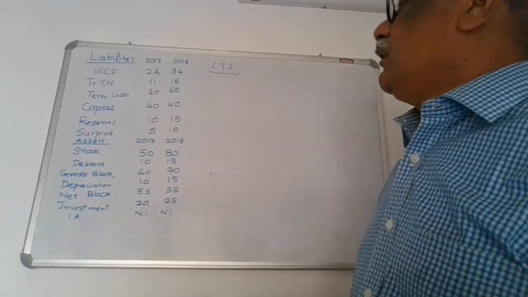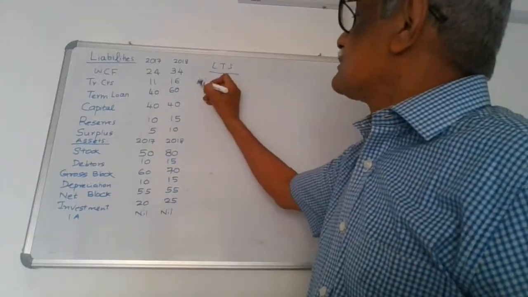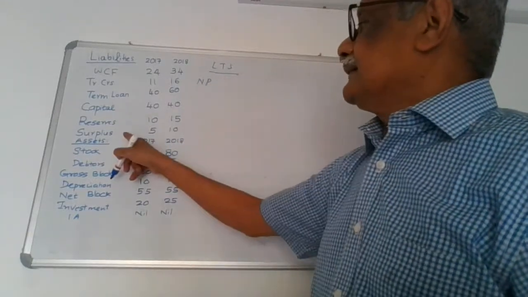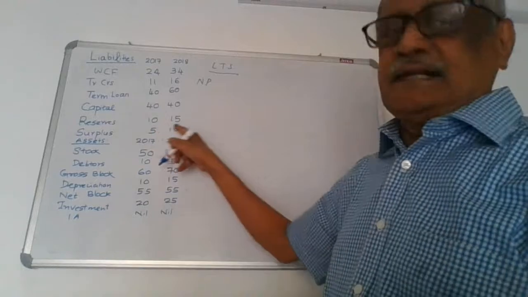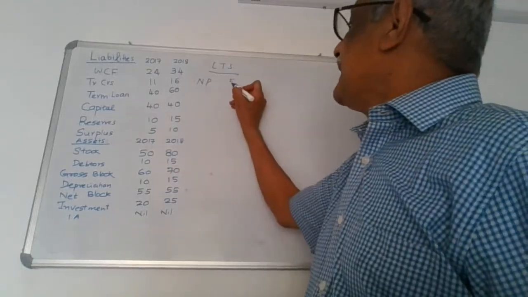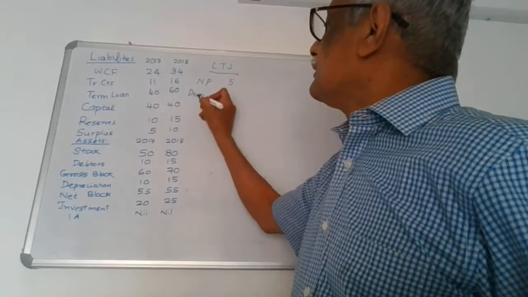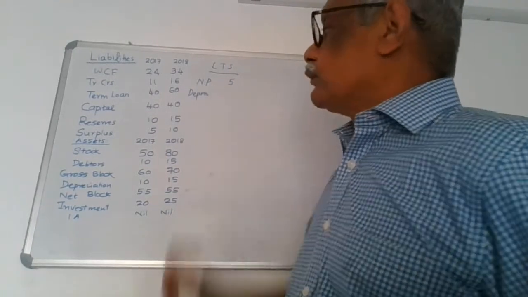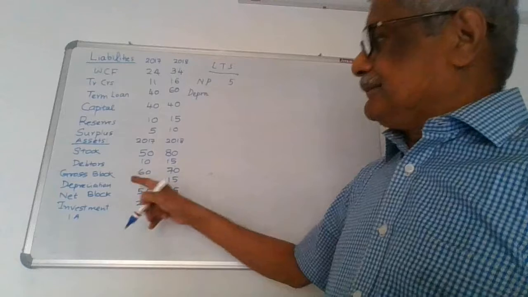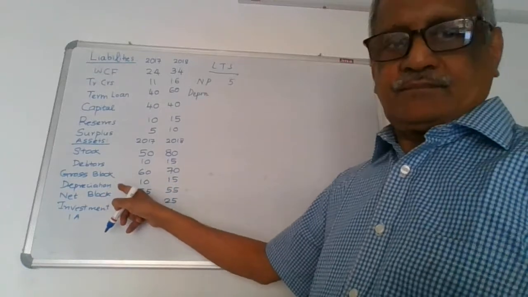Here, if you take the long-term sources, the first one is the net profit. Net profit between the two years increased by 5. Then I am trying to find out what is my cash accrual. That is, I have a depreciation provided.